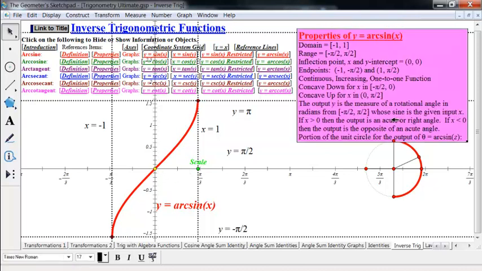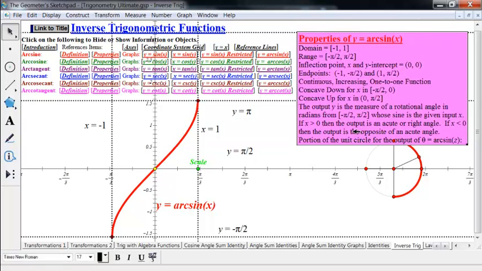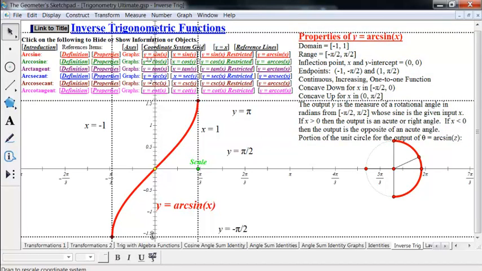The output y can be thought of as a measure. Of course, over here it's just a y value, but we can think of it over here on the unit circle as the output being some angle between a rotation of negative pi over 2 this way and a rotation of positive pi over 2, inclusive. So something like this. Over in this picture, the output is a first or fourth quadrant angle, specifically one between negative pi over 2 and pi over 2.